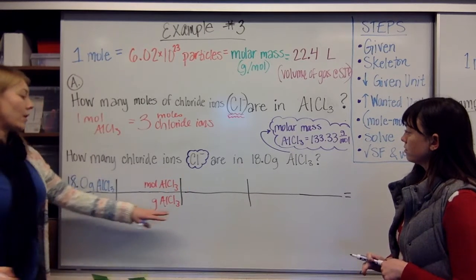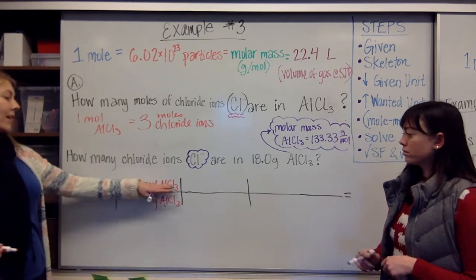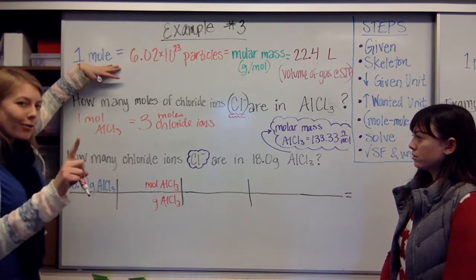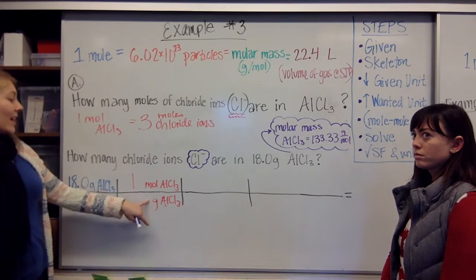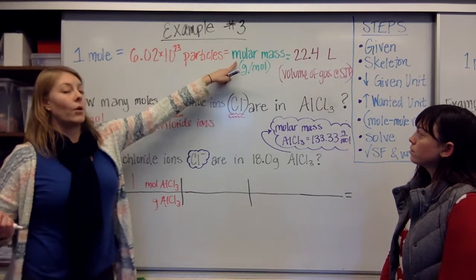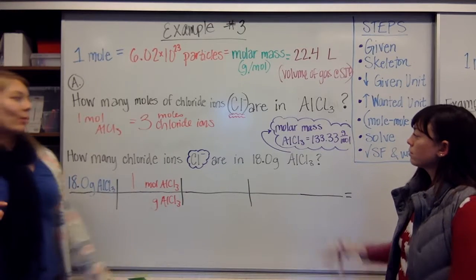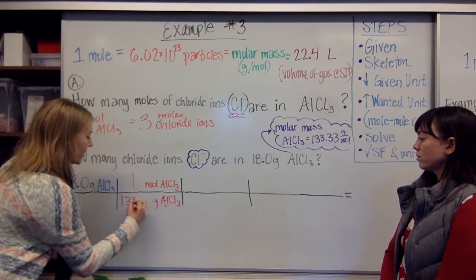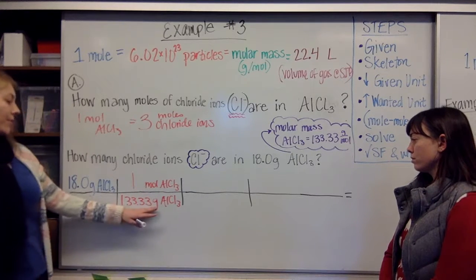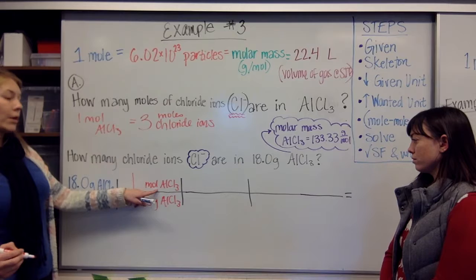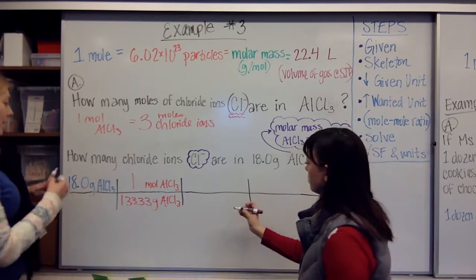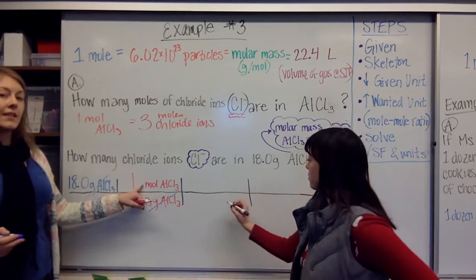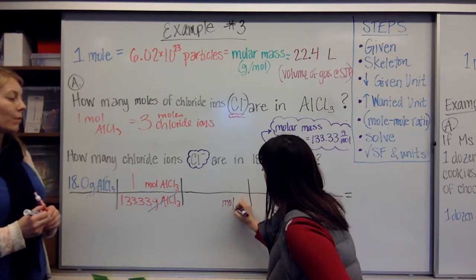So, we have grams of AlCl3 and moles. What's our equivalency statement? How many moles? 1 mole. All right? How many grams? Well, this is the molar mass. Conveniently, we've already calculated the molar mass for you over there in purple. The molar mass of AlCl3 is 133.33 grams per mole. Okay? And grams is gone. Now we have moles of AlCl3, so that's what has to go on bottom. Moles of AlCl3.